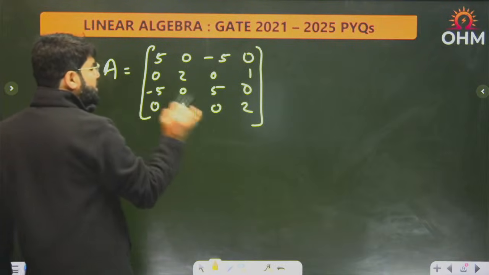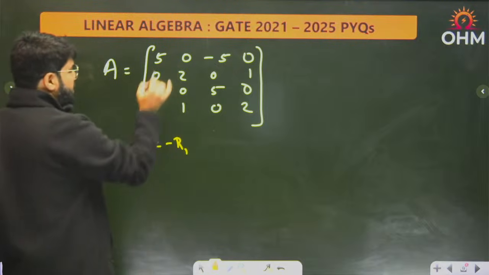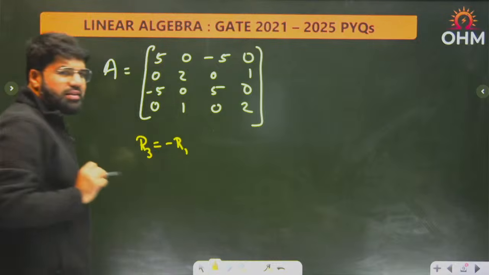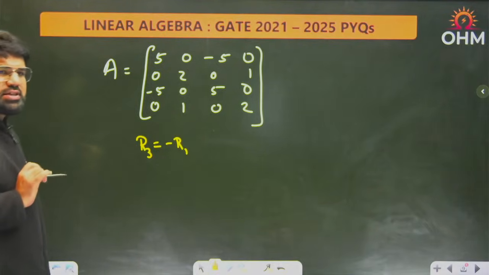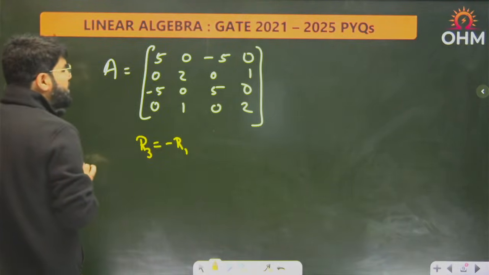R3 and R1 are clearly dependent. R3 is negative of R1. 5 becomes minus 5, 0 is 0, minus 5 becomes 5, 0 is 0. R3 is minus R1. The first and the third row are just opposites in sign. Very clear to everybody?